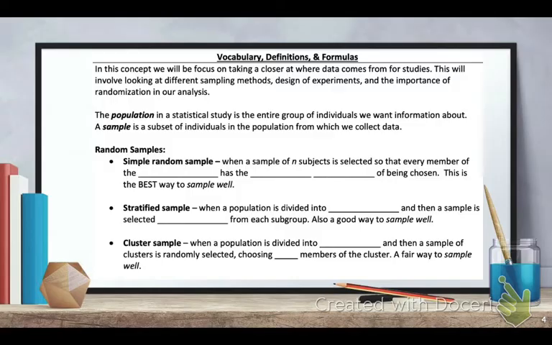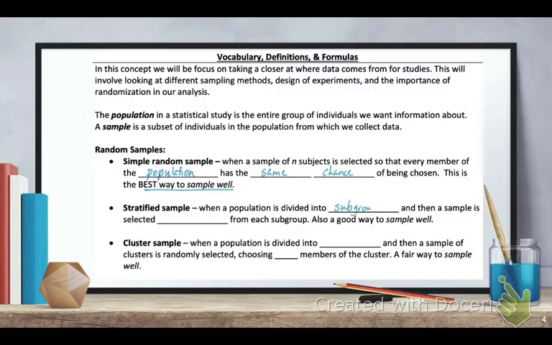So, random samples. A simple random sample. This is when a sample of n, just a number of subjects, is selected so that every member of the population has the same chance of being chosen. This is the best way to sample well. A stratified sample. This is when a sample is divided into subgroups.